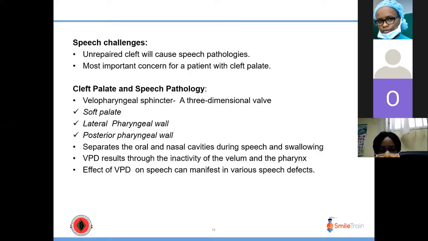The other component parts of this sphincter are the soft palate, the lateral pharyngeal wall, and the posterior pharyngeal wall. They actually separate the oral and nasal mucosa during speech and swallowing. Velopharyngeal dysfunction results when there is inactivity of the velum and the pharynx, because during speech, all of them move together: the lateral pharyngeal wall, the posterior pharyngeal wall, as well as the muscles of the soft palate. So the effect of velopharyngeal dysfunction on speech can manifest in different ways.